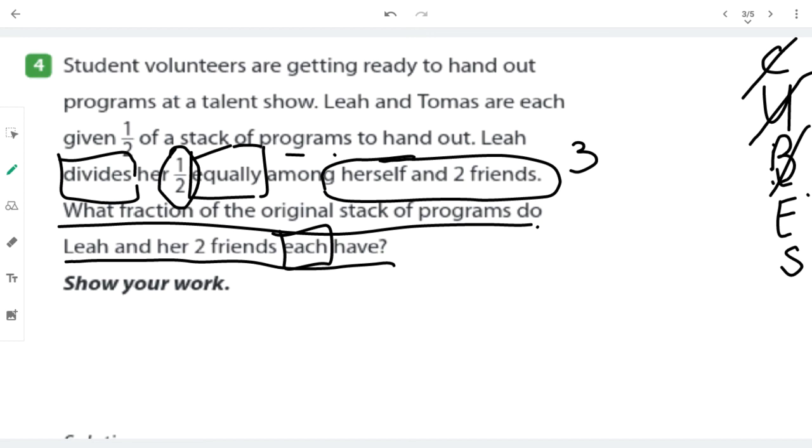If you said she's going to divide up the programs, you are correct. That should be your first number. And she's going to divide it by 3, because she's going to give herself some, and then her friends who are helping to pass them out. And that is your equation.